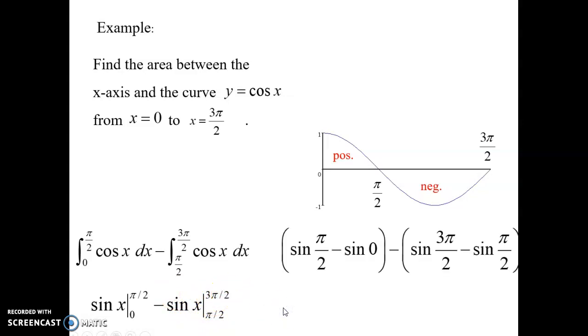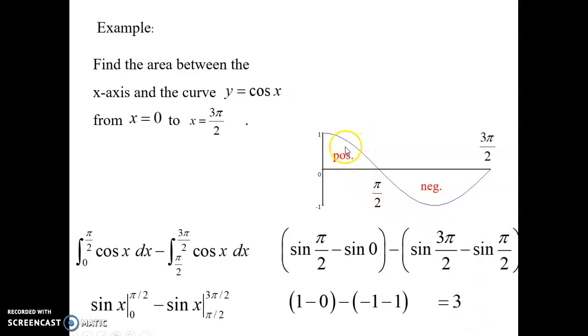So I'm doing a little bit of trigonometry here. We know that the sine of pi on 2 is equal to 1, and we know the sine of 0 is equal to 0. And again, I'm just using the fundamental theorem of calculus here, right? The antiderivative at the upper bound minus the antiderivative at the lower bound. So that is this piece there. So then I took the sine of 3 pi on 2, which is negative 1, and then subtracted the sine of pi on 2, which is positive 1. And then I just did arithmetic here. 1 minus 0 is 1, minus negative 2. 1 minus negative 2 is 3.